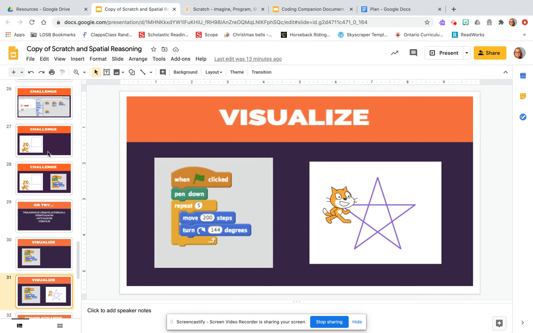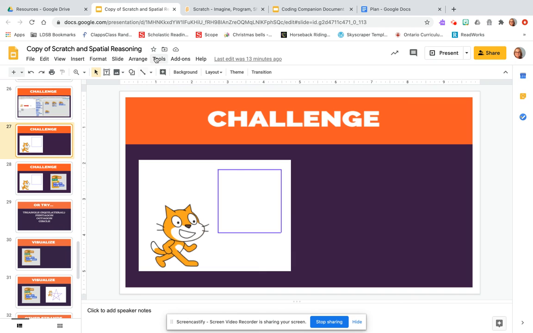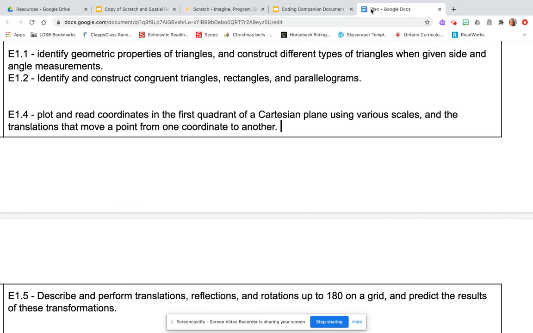What I would do to extend this is really focus on having them meet that second expectation where they're not only identifying the different geometric properties, but they're constructing them as well. So what are different ways that you can construct congruent triangles or rectangles or parallelograms and have your sprite do that for you?